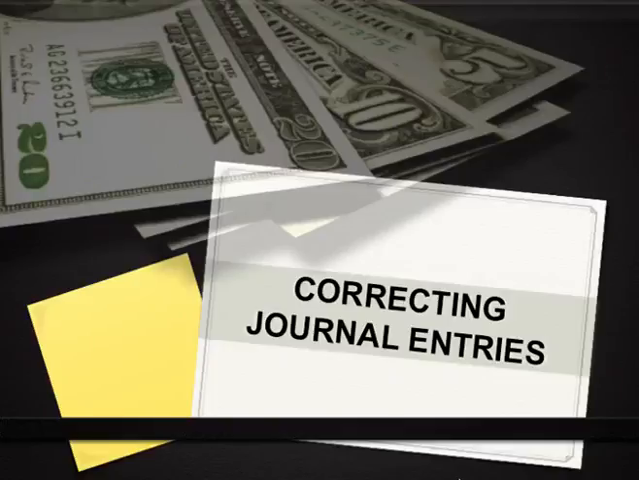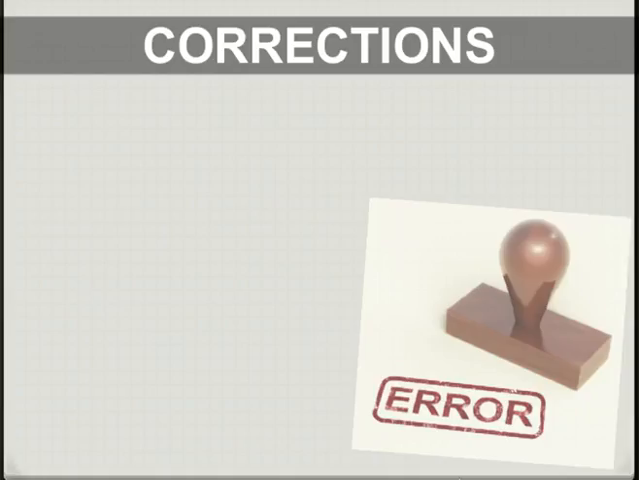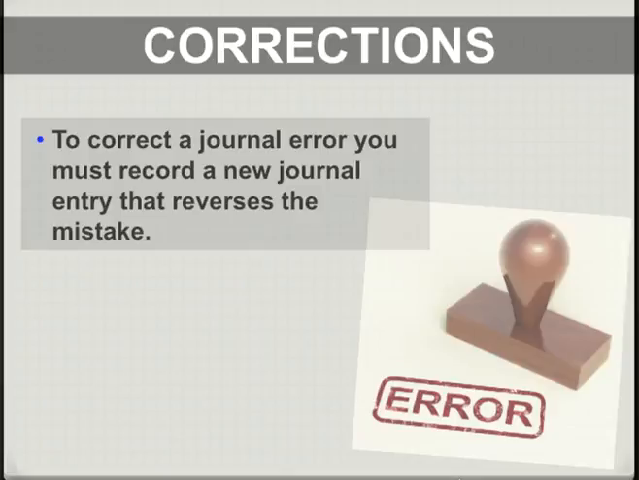This lesson will teach you how to correct a journal error after it has posted. If an error has been made in a journal entry and it has already posted, then it needs to be corrected. You cannot correct it simply by erasing the bad entry. Rather, you must record a new journal entry that reverses the mistake.